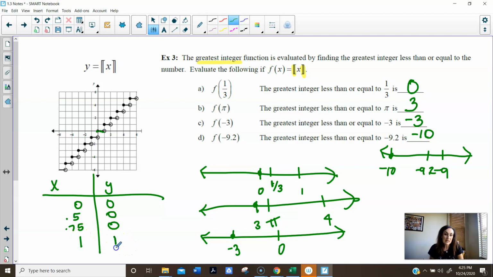And then y would be 1, and I would jump up to 1. All right? If I had 1.5, I would go to 1. So this is right 1.5 and up 1. All the way until I get to 2. So then when x is 2, y would also be 2.